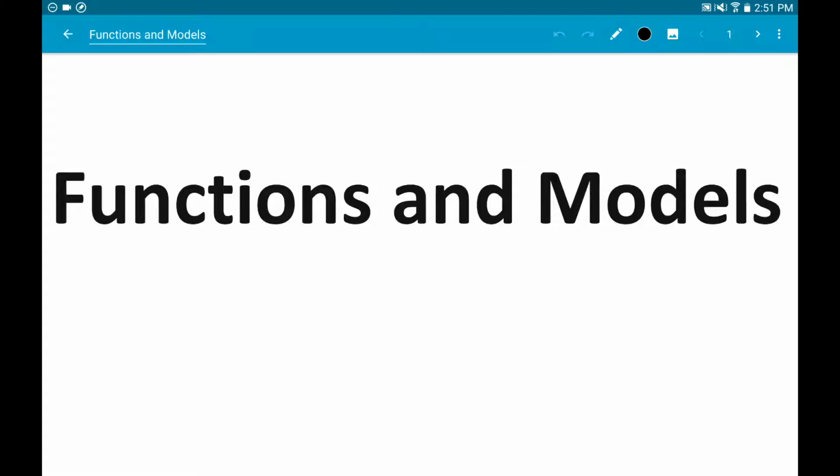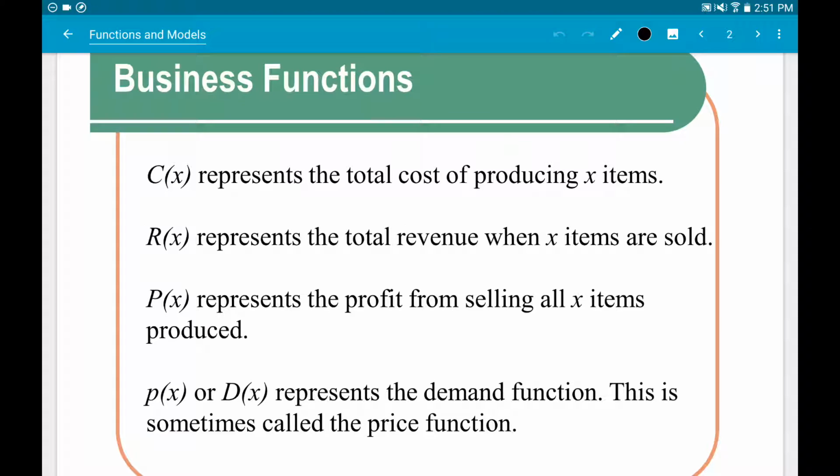We're going to take a look at functions and models now. Before we get into any of the example problems, I want to do a little bit of terminology and notation. So we see here this is called business functions. There are 4 basic business functions that we'll use in this class.